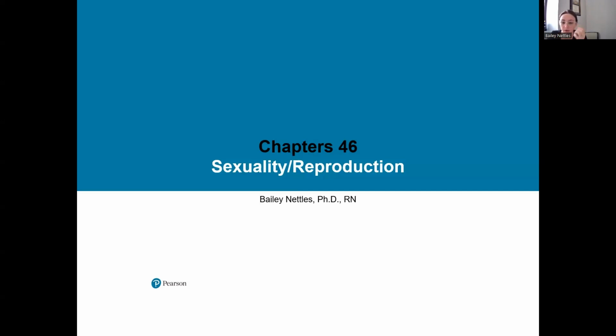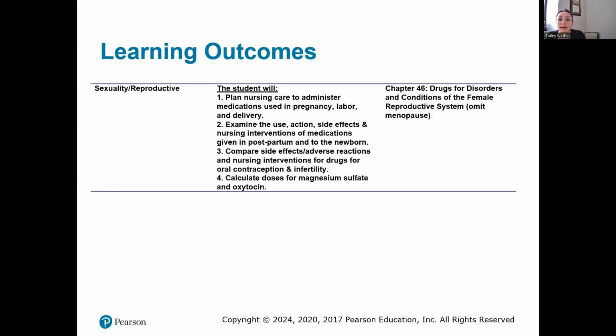So on your SLO, by the end of the class, you'll be able to plan nursing care to administer medications in pregnancy, labor, and delivery. Examine the use, action, side effects, nursing interventions of medications given in postpartum and to newborns. Compare side effects and adverse reactions and nursing interventions for drugs for oral contraception and infertility. And it really shouldn't say oral contraception because we will go over just plain contraceptions.